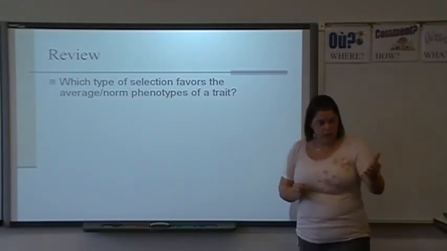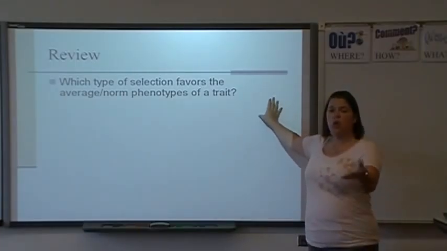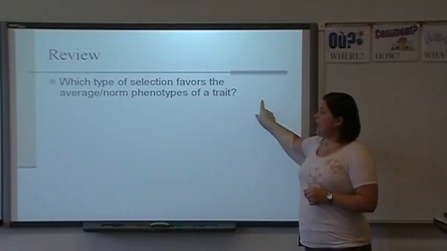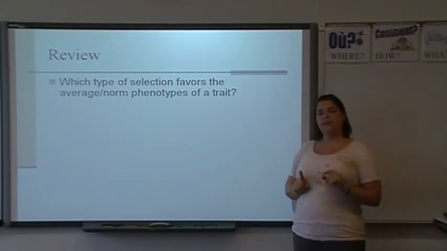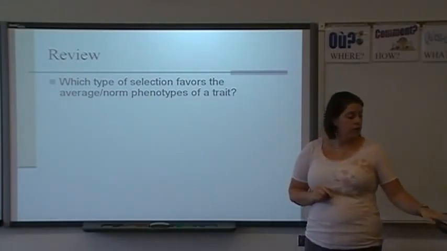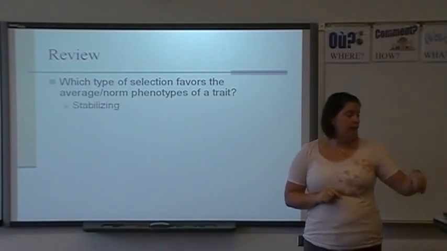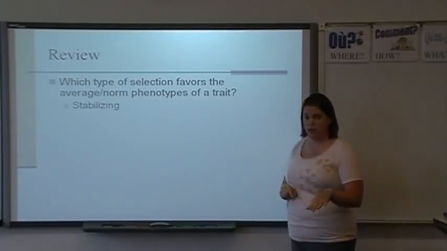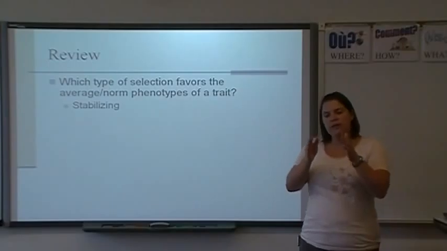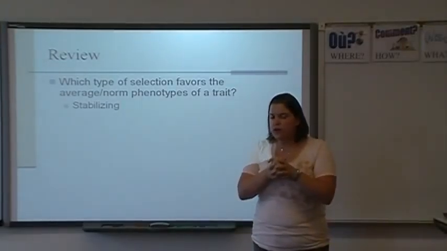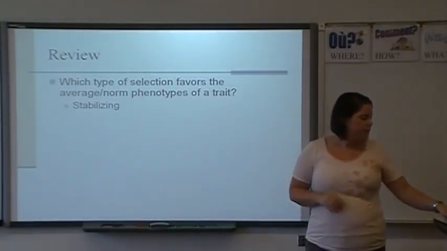Now, as a quick review of what we've talked about, first question, which type of selection favors the average or the norm phenotypes of a trait? Anybody? That would be stabilizing selection. Remember we talked about childbirth. We want things to be right there, average, right in the middle to even things out.